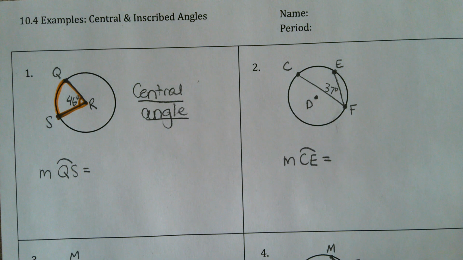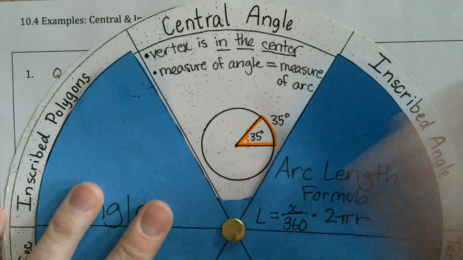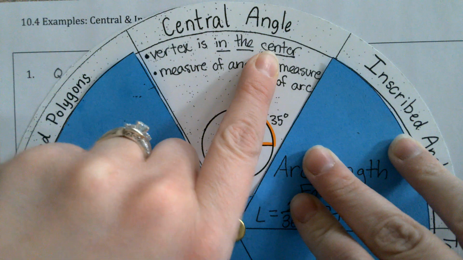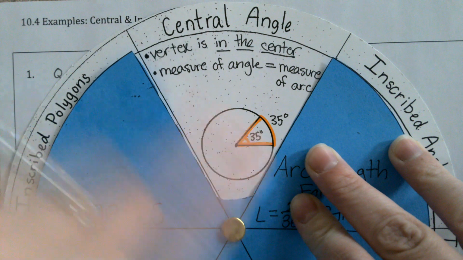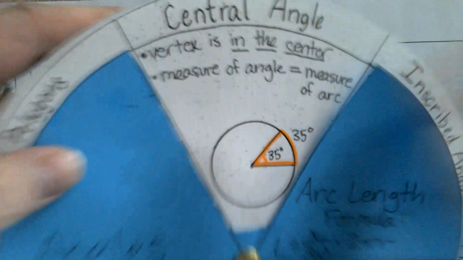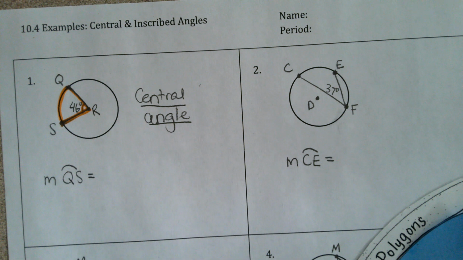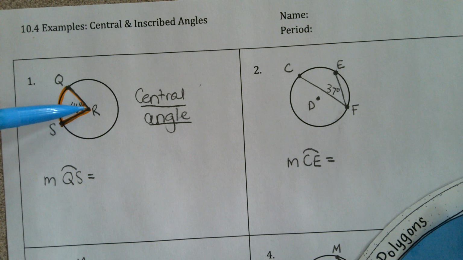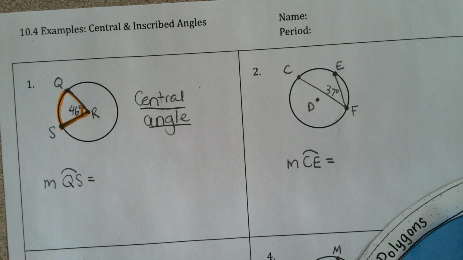And we can tell, if we go to our circle here, we can tell it's central because the vertex is in the center of the circle. So this is kind of what ours looks like. For the most part, it looks just like that. So the vertex of the angle, that's the middle letter, QRS, R. That's in the middle, it's on the center. So it's a central angle.